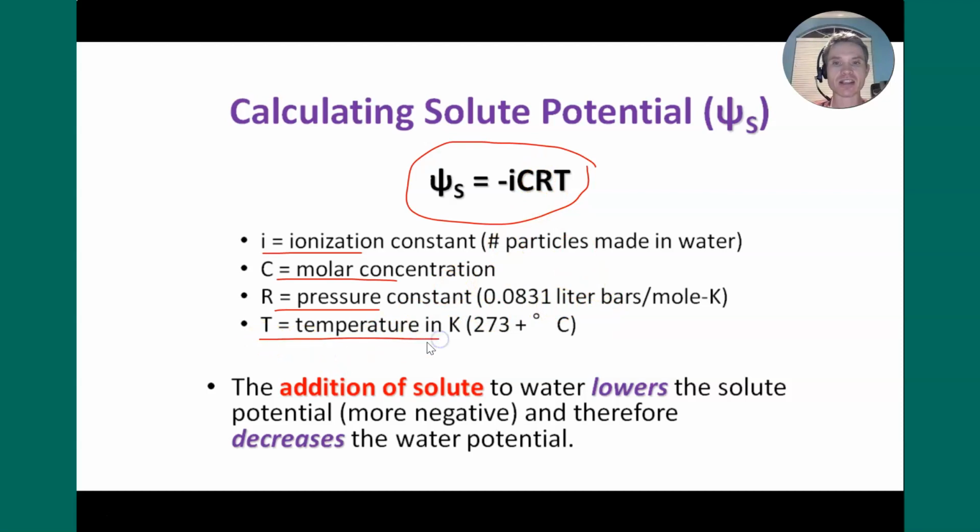And then lastly, T is the temperature. Now just be careful with the temperature because we work in kelvins. So that means you have to add 273 to whatever degrees Celsius temperature I give you. So for example, if I tell you the temperature is 25 degrees Celsius, you add that to 273. And so your T value would be 298. Plug that into your calculator, and that will give you your solute potential of whatever you're looking at.